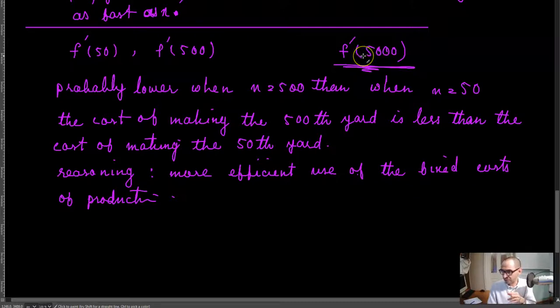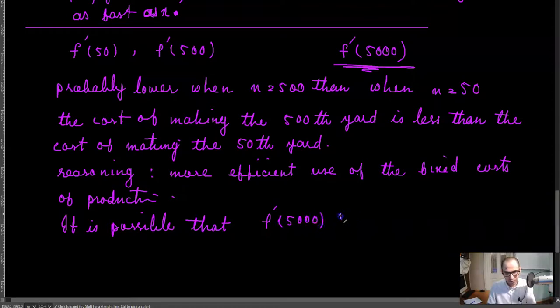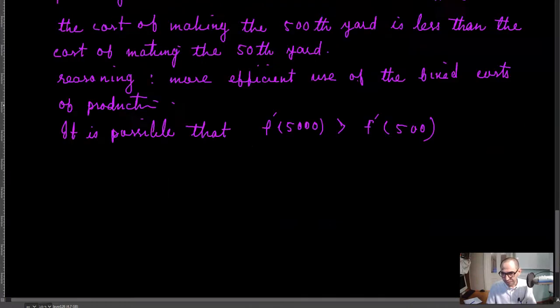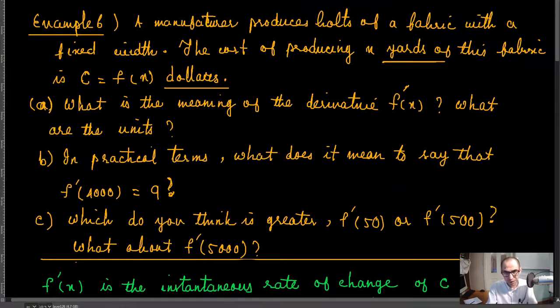Thus, it is possible that the rate of increase of costs will eventually start to rise. So you could say that it is very likely that f prime of 5000 is greater than f prime of 500. Again, I don't know much about economics. I'm giving you the exact same thing that I see in this text. Okay, so that's all about that.